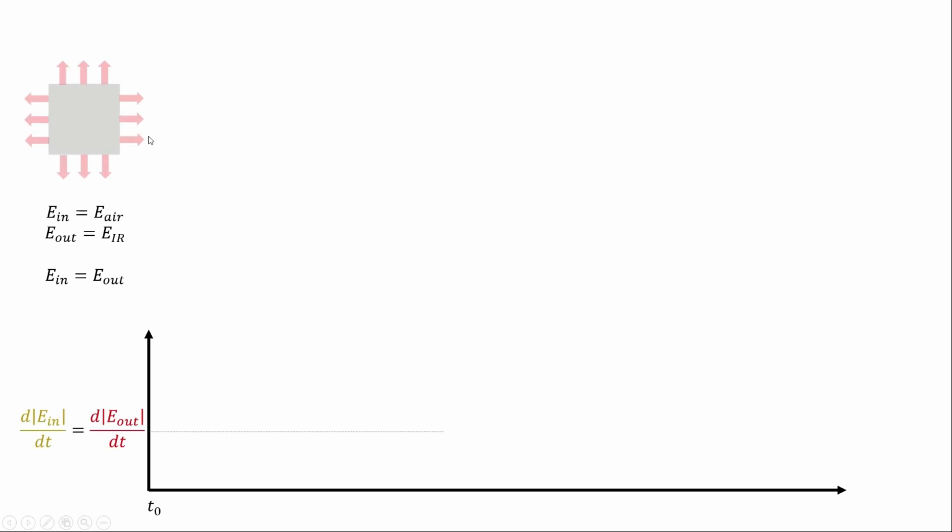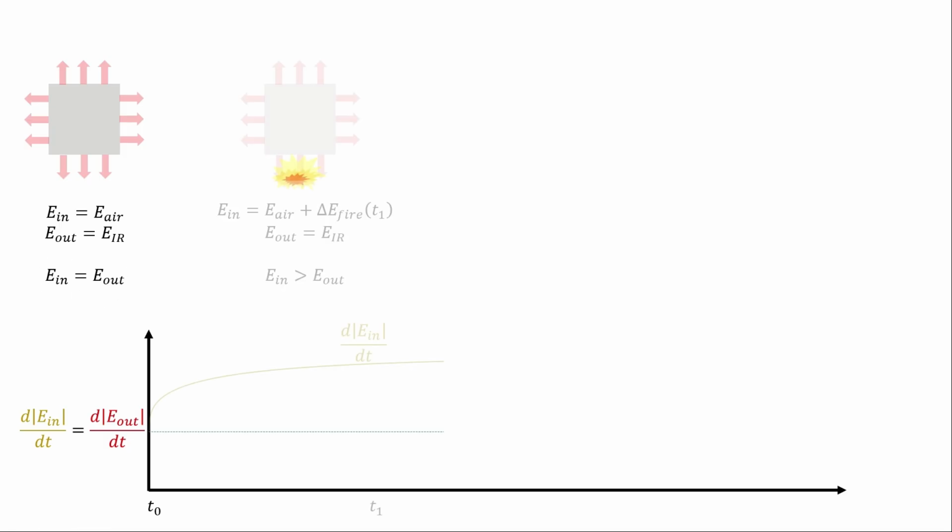And to look at this in a little more detail, what we're talking about here is if we have some piece of metal, this gray piece of metal, it's radiating like something that we call a black body. And so there is going to be energy coming into it just because of the ambient air temperature. So the energy in is equal to the energy coming in from the air. The energy out is equal to the energy leaving by infrared. That's what the IR means. And when we are at this homeostatic point, then E in is equal to E out.